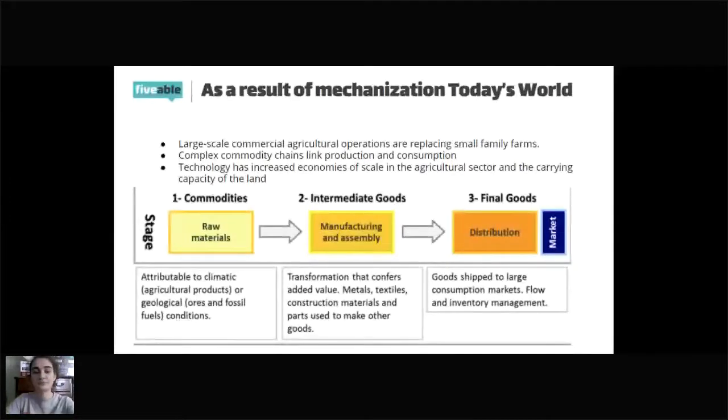And the third bullet point: technology has increased economies of scale in the agriculture sector and carrying capacity of the land. So technological advances have increased the carrying capacity of the land. What is carrying capacity, guys? Do you know what carrying capacity is? Can you guys write down something in the chat? You should have learned that in the population unit of this course.